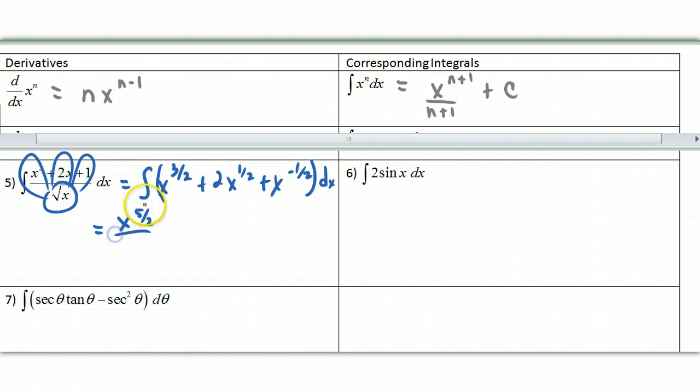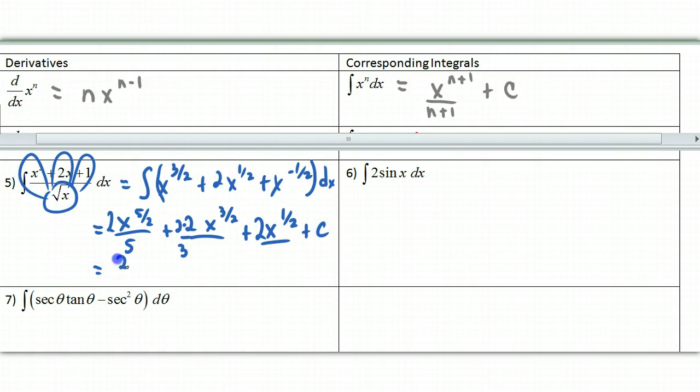5/2 all over 5/2, which means that I do 2/5, plus x to the 3/2, the 2 goes along for the ride, one higher power. I divide by 3/2, which is multiplying by 2/3. So the 2 is already there, the first 2, and I'm going to have that 2/3 out front as well. So dividing by 3/2 becomes this 2/3. And then this one is to the one higher power, which would be x to the 1/2 divided by 1/2. I hope you can see that that's just 2.